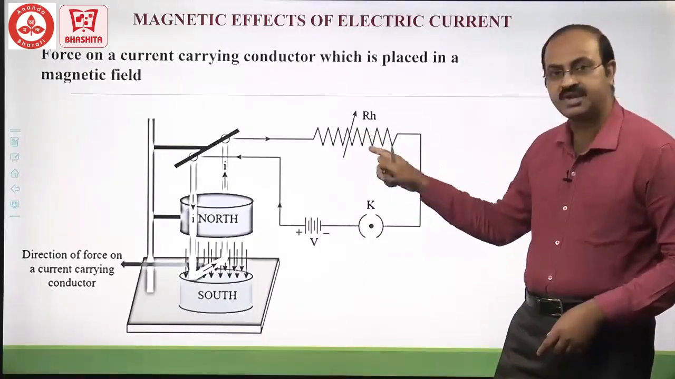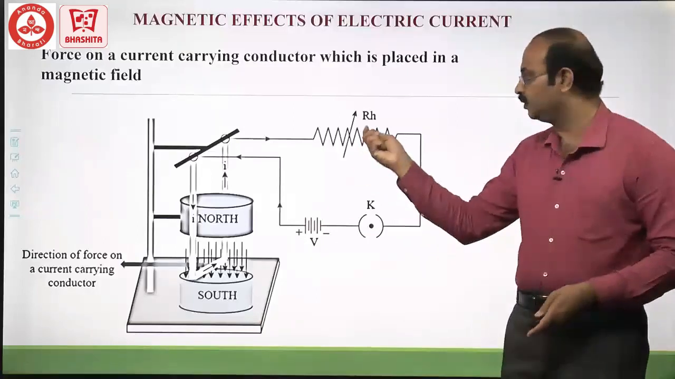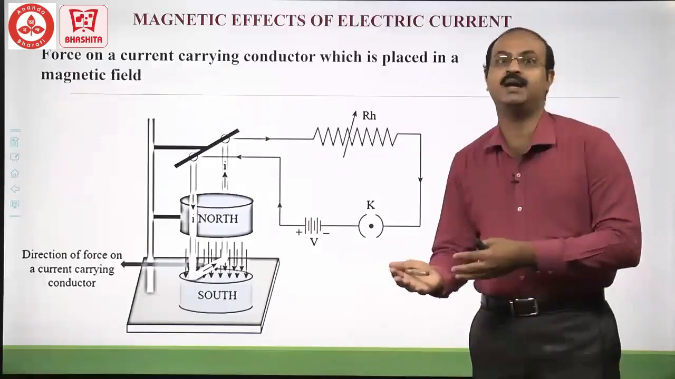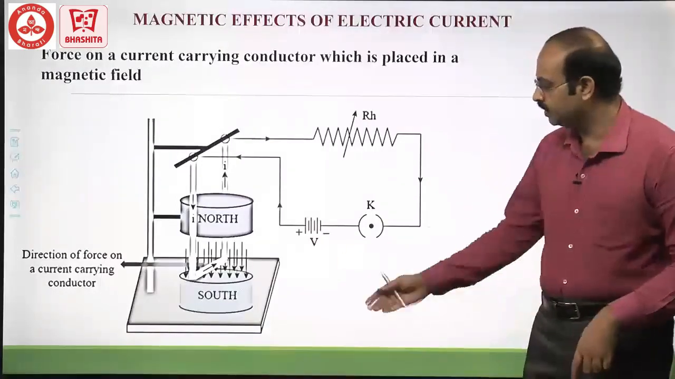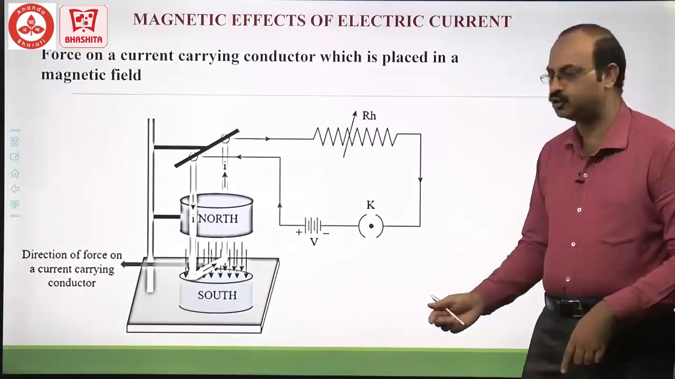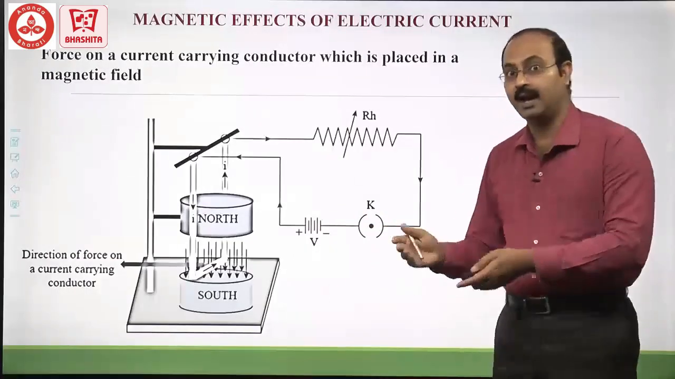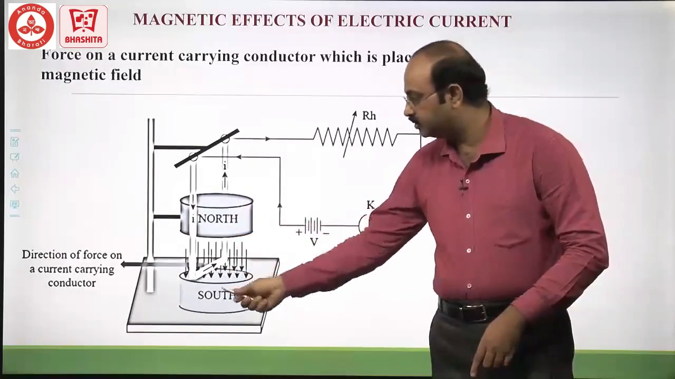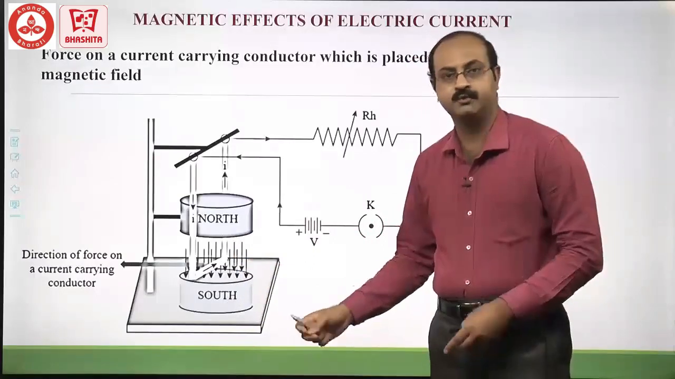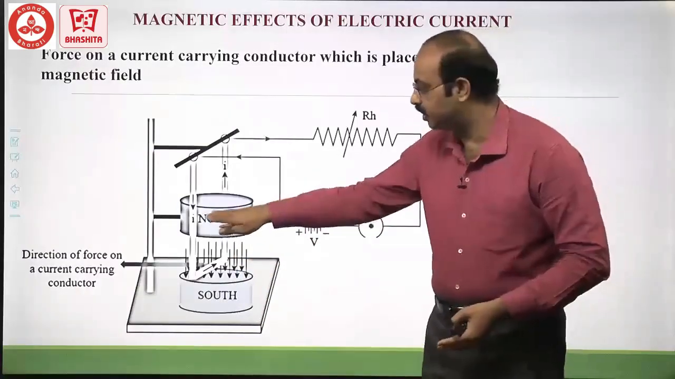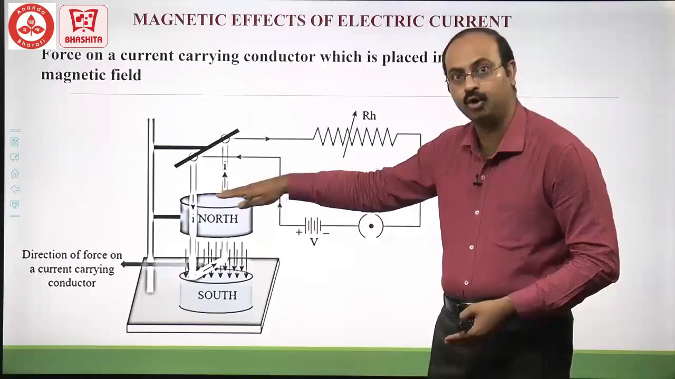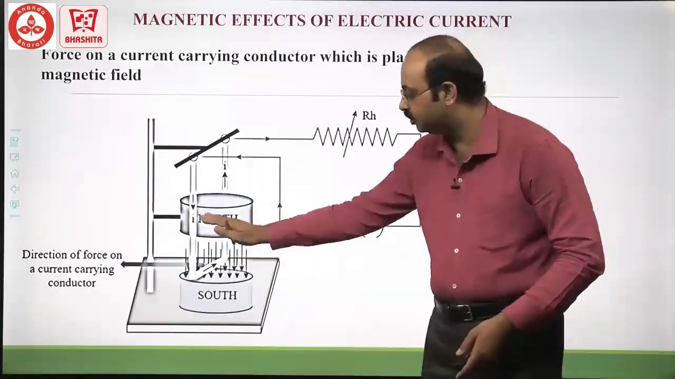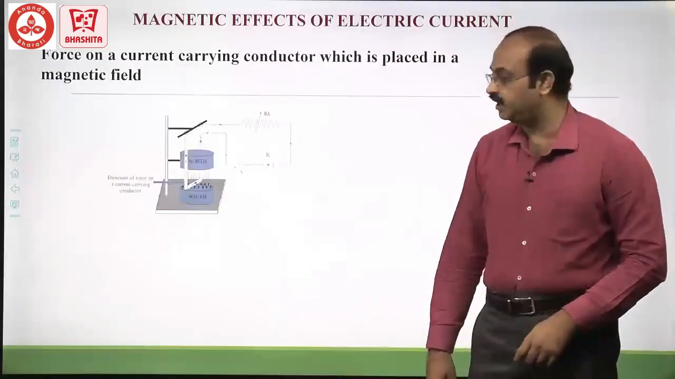To change the amount of current in the circuit, obviously you can use a rheostat, which is going to provide variable resistance, and hence you can change the current in the circuit. Of course, the battery to provide the current, and the key will help you to switch the circuit on and off. And you will be using the north and south poles of the magnet, the north facing of one magnet and the south facing of another magnet, so that you can create a magnetic field.